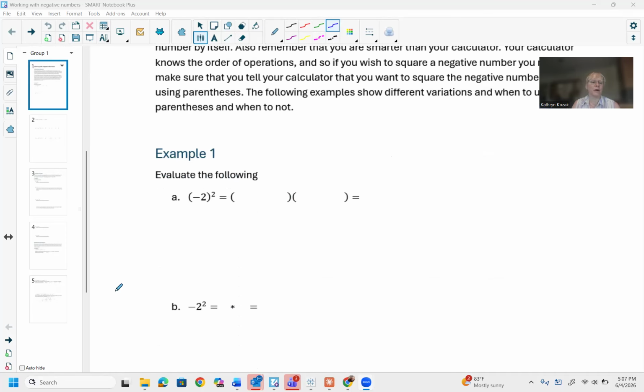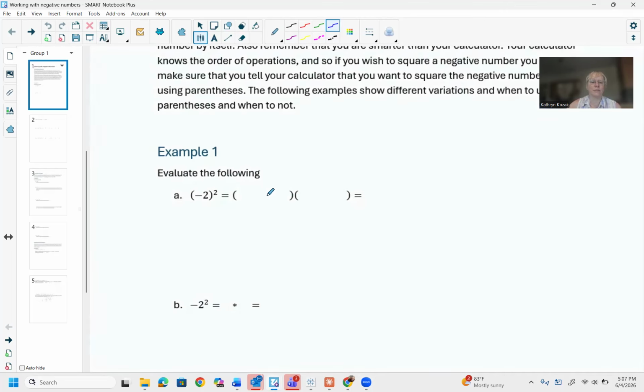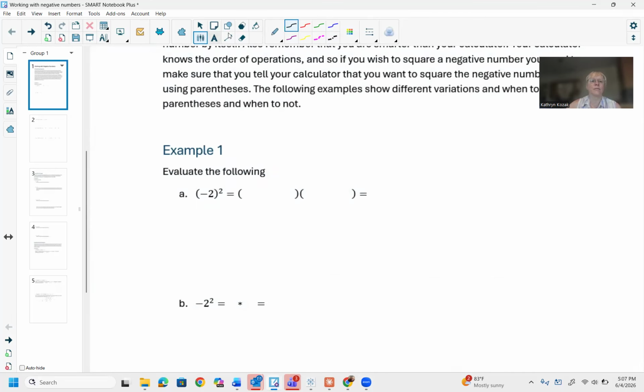So for the first example, we're going to evaluate the following. Negative 2 squared. This means I'm taking negative 2 and multiplying it by negative 2. Negative 2 times negative 2 is positive 4. Now let's say I have negative 2 being squared, but this time it's just the 2 that's being squared. So it's negative 2 times 2. 2 times 2 is 4, and then put the negative sign on, and you get negative 4.